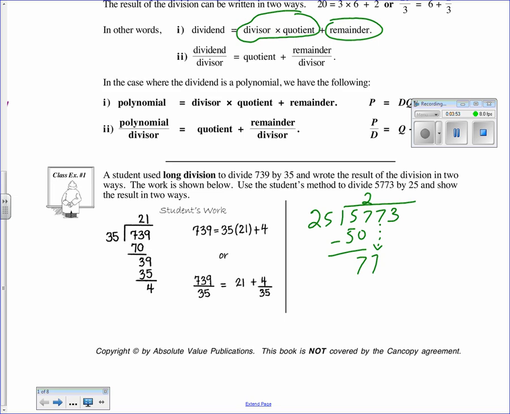And now I ask myself the same question. How many times does 25 go into 77? Well, that's 3 times. 3 times 25 is 75. And I do another subtraction. I'm left with a 2. Bring down the 3. And it turns out that 25 doesn't go into 23 anymore. So this can be written as 5,773 divided by 25 is equal to 230 plus my 23 that still has to get divided by 25.